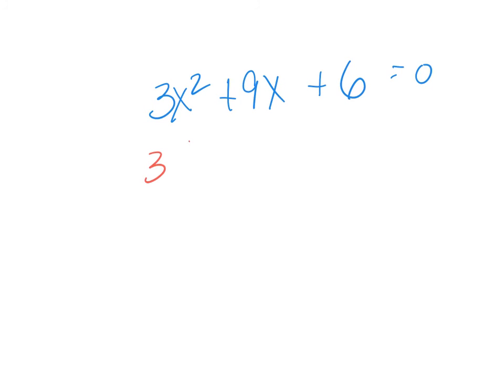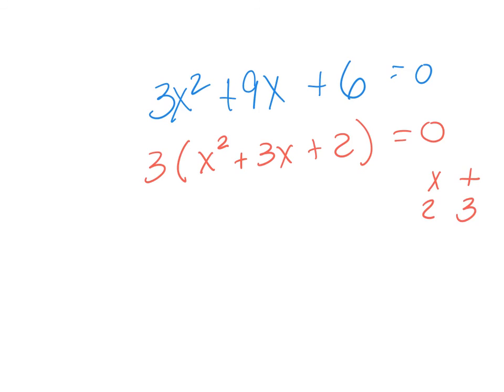So we take out the 3, and we have x squared plus 3x, because 3 times 3 is 9, plus 2, because 3 times 2 is 6, equals 0. And now we've got a basic trinomial in that parenthesis. So now we say what times what is 2, and added together is 3. Does anybody know? 2 and 1. Very good. 2 times 1 is 2. 2 plus 1 is 3.